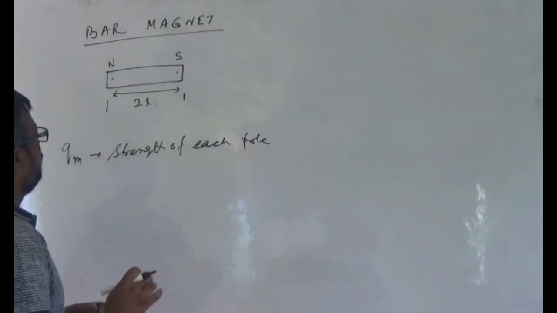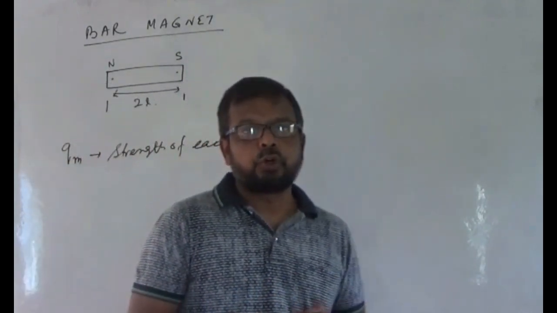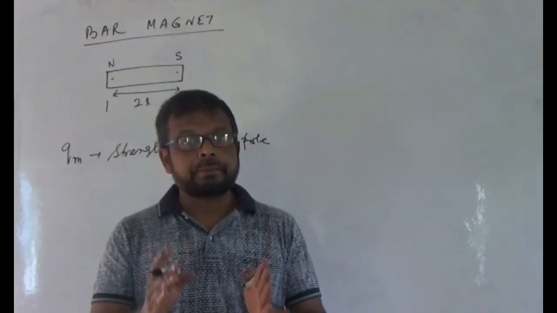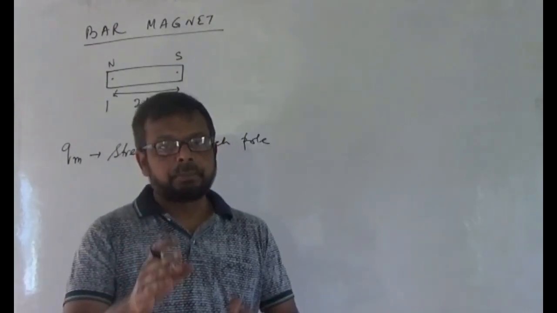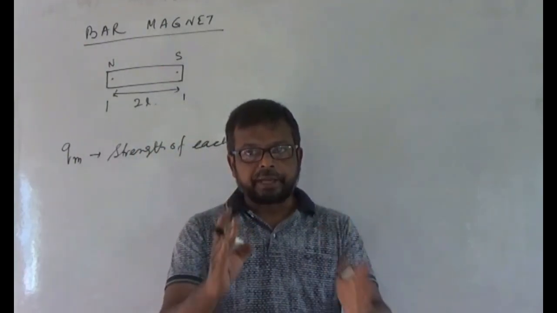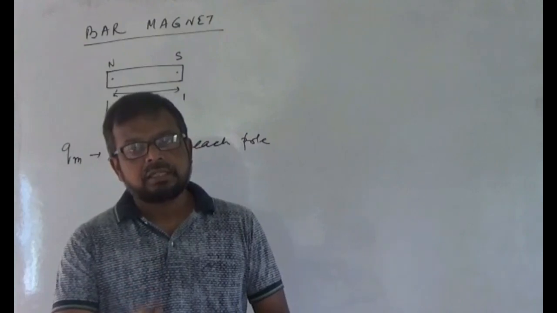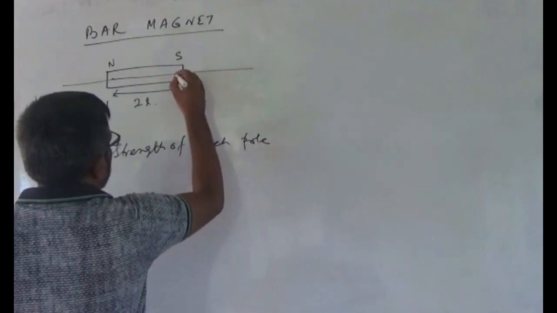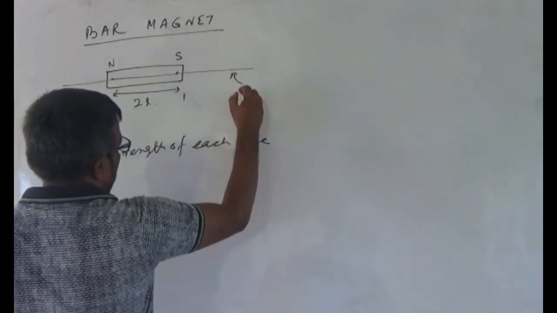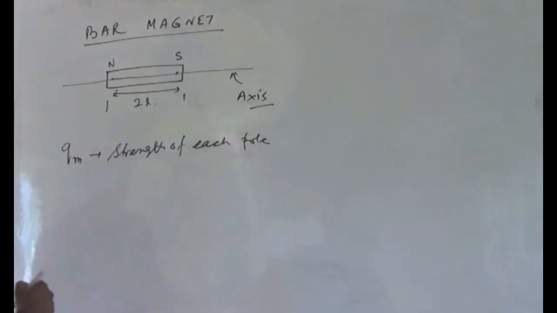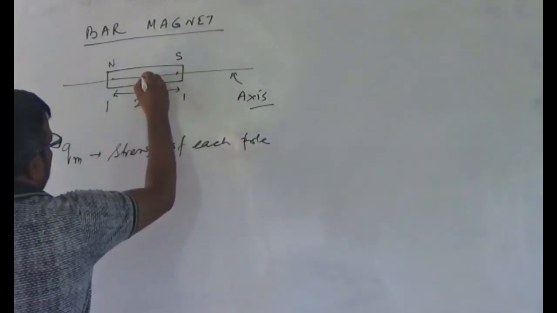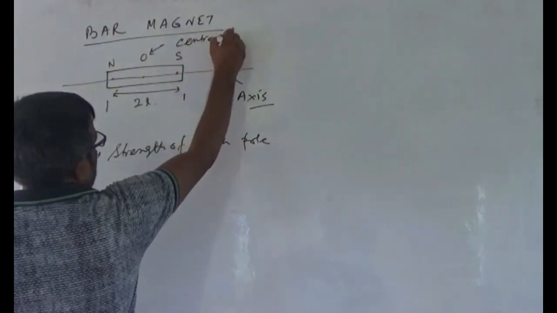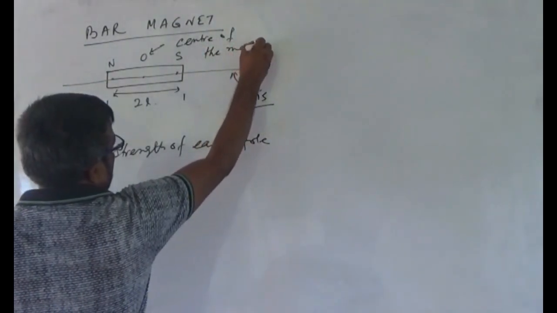Now, the line joining the two poles is called the axis of the magnetic dipole, or the axis of the bar magnet. The middle point of the magnetic length is called the center of the magnet. That means if you join these two poles to get a straight line, this is called the axis of the bar magnet. If this is the middle point, then this is called the center of the magnet.